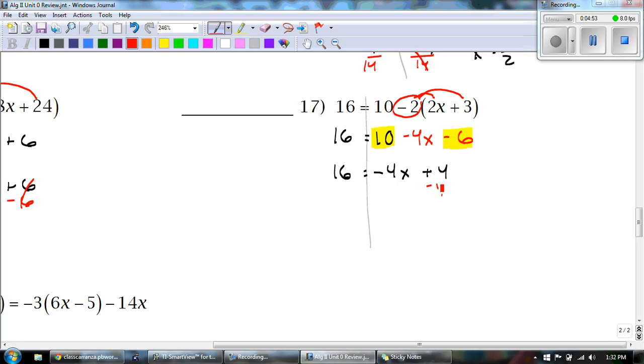Okay, and then following SADMAP, I subtract 4 to both sides. 16 minus 4 is 12. To get the x by itself, I need to, hopefully you said divide, I can't hear you. And 12 divided by 4 is negative 3.